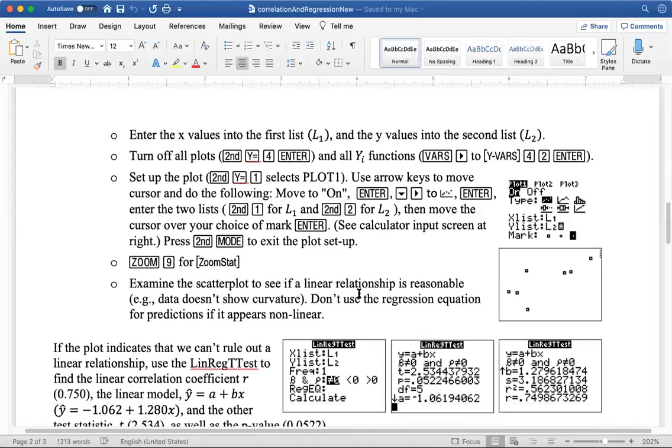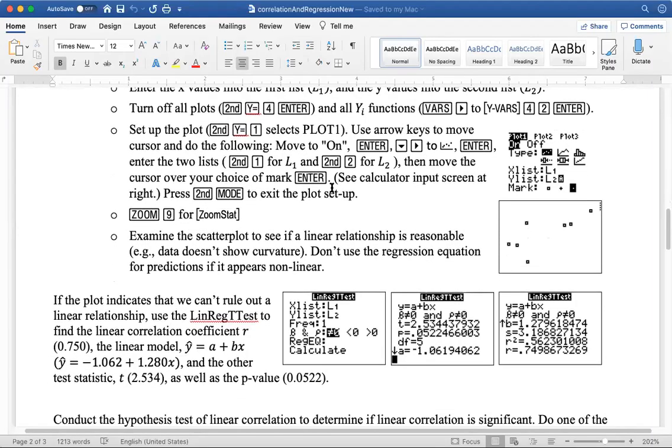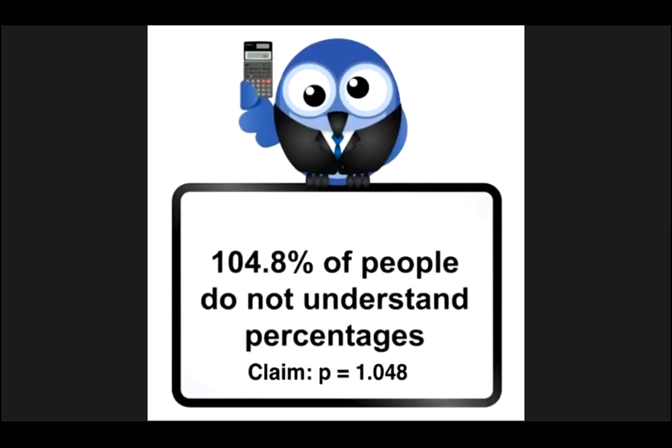All right, so once we got that, how do we go about setting up the plot? We need to know, how do we get the scatter plot? Well, it's a very easy step. So I'm going to go back to the calculator. I probably should have stayed on the calculator.